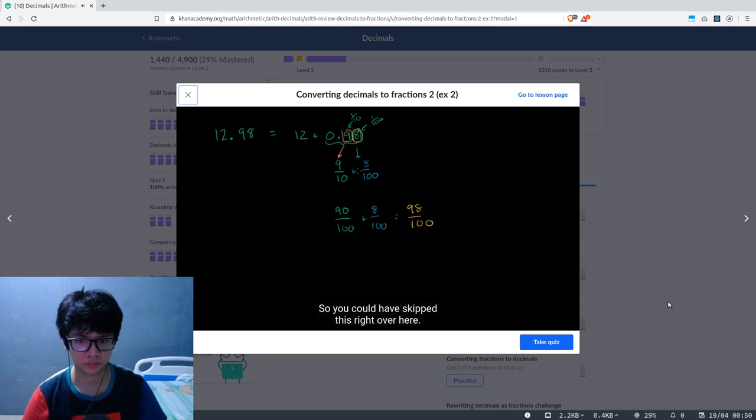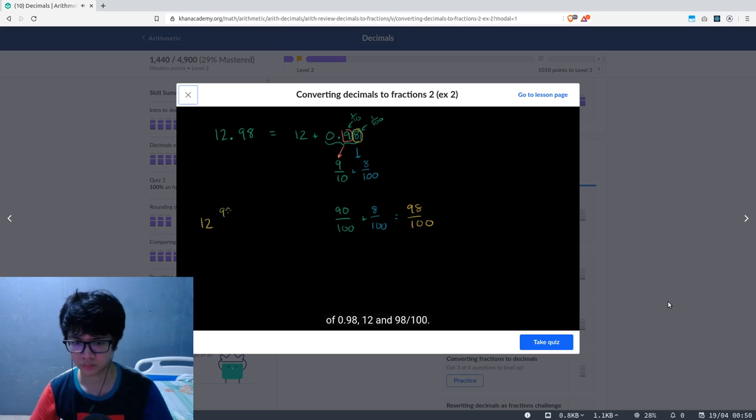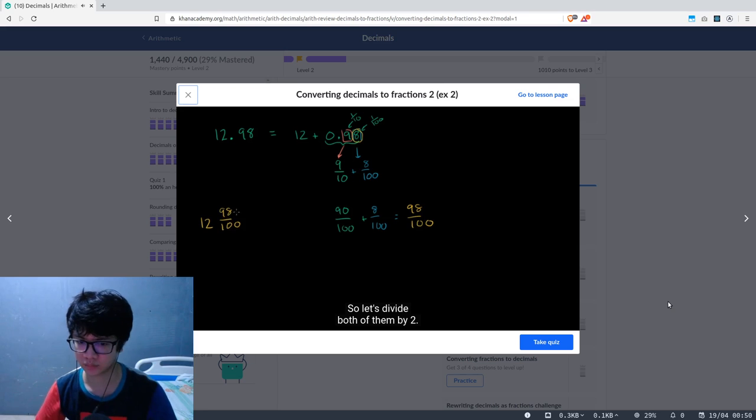So you could have skipped this right over here. So if we just wanted to write it as a mixed number, we could just write it as 12, and instead of 0.98, 12 and 98 hundredths. Now, we haven't reduced this to lowest terms yet, so let's see if we can simplify this. 98 is divisible by 2, and so is 100. So let's divide both of them by 2. They have that common factor.